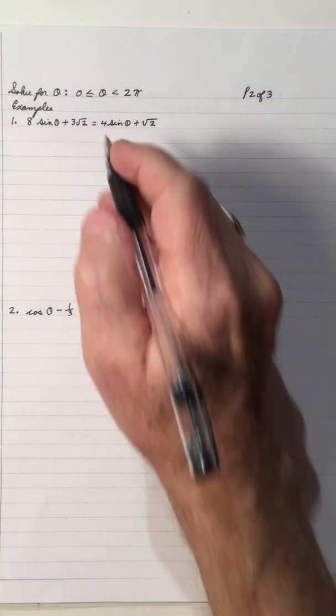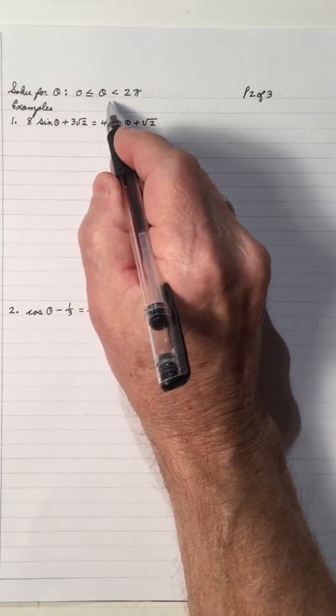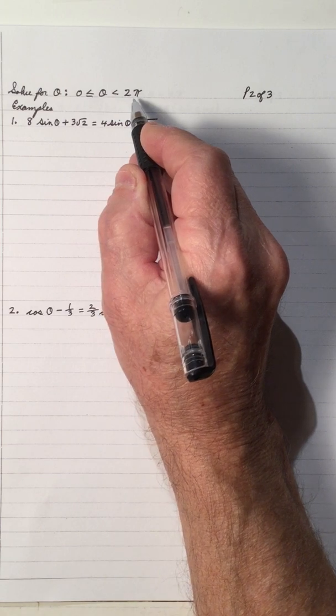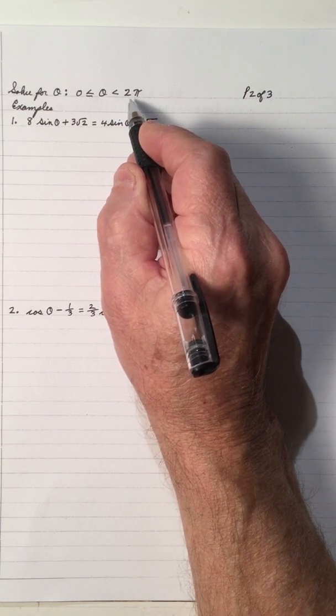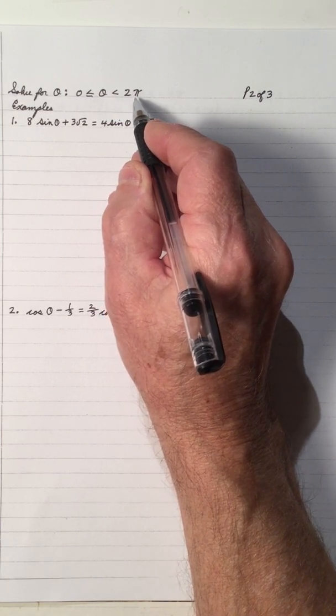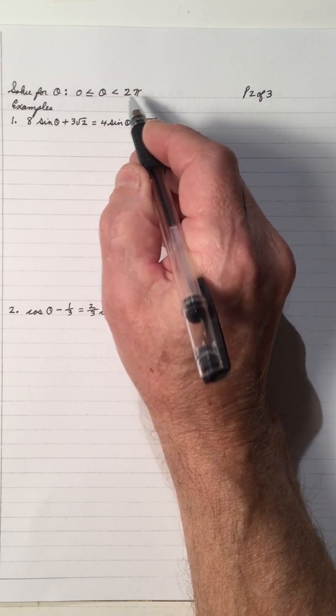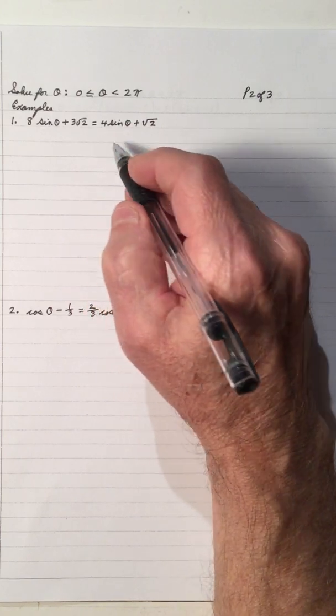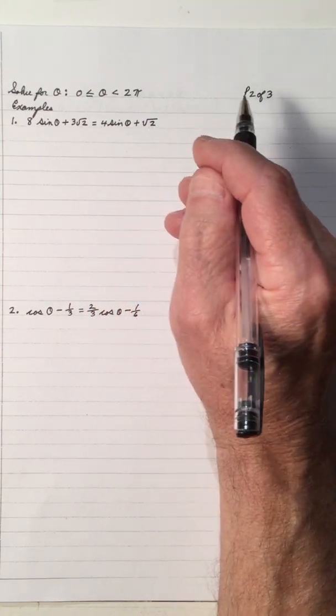Solve for theta, 0 less than or equal to theta less than 2 pi. So notice in this video, instead of in degrees, we'll have it in terms of radians, 2 pi. Let's do some examples, and again, you can follow what I'm going to do, or you can pause your video and work them out.